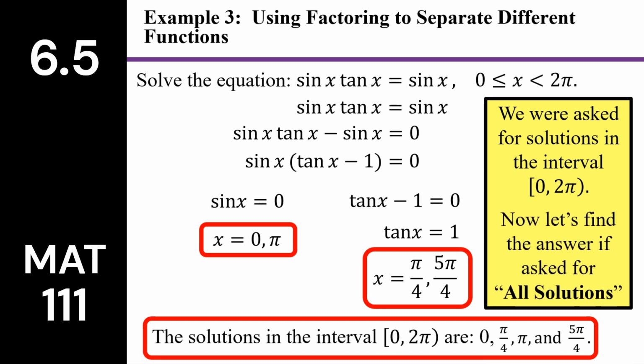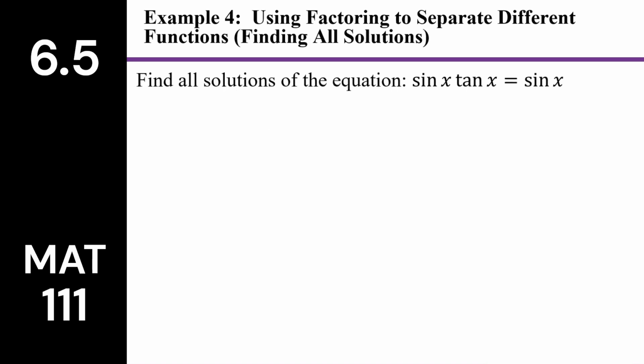Now let's find the answer if we were asked for all solutions. Example 4. Find all solutions of the equation sin x tan x equals sin x. Because this equation is the same as the one we solved in example 3, except that we want to find all solutions, we begin with the same method as we did before. That led us to sin x equals 0 and tan x equals 1, so we'll proceed from there.